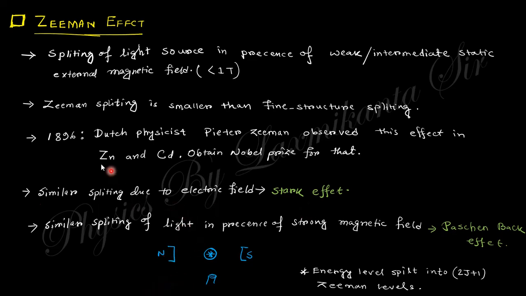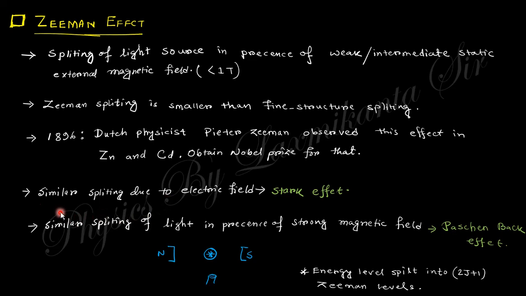In 1896, the Dutch physicist Peter Zeeman observed this effect. That means with the magnetic field there is a shift in the frequency, and he observed it with the help of zinc and cadmium metal. That means the source of light depends upon the metal. He observed these effects for the first time in zinc and cadmium metal and obtained the Nobel Prize for it also. And you know about the fine structure splitting. This Zeeman effect splitting is smaller than the fine structure splitting.